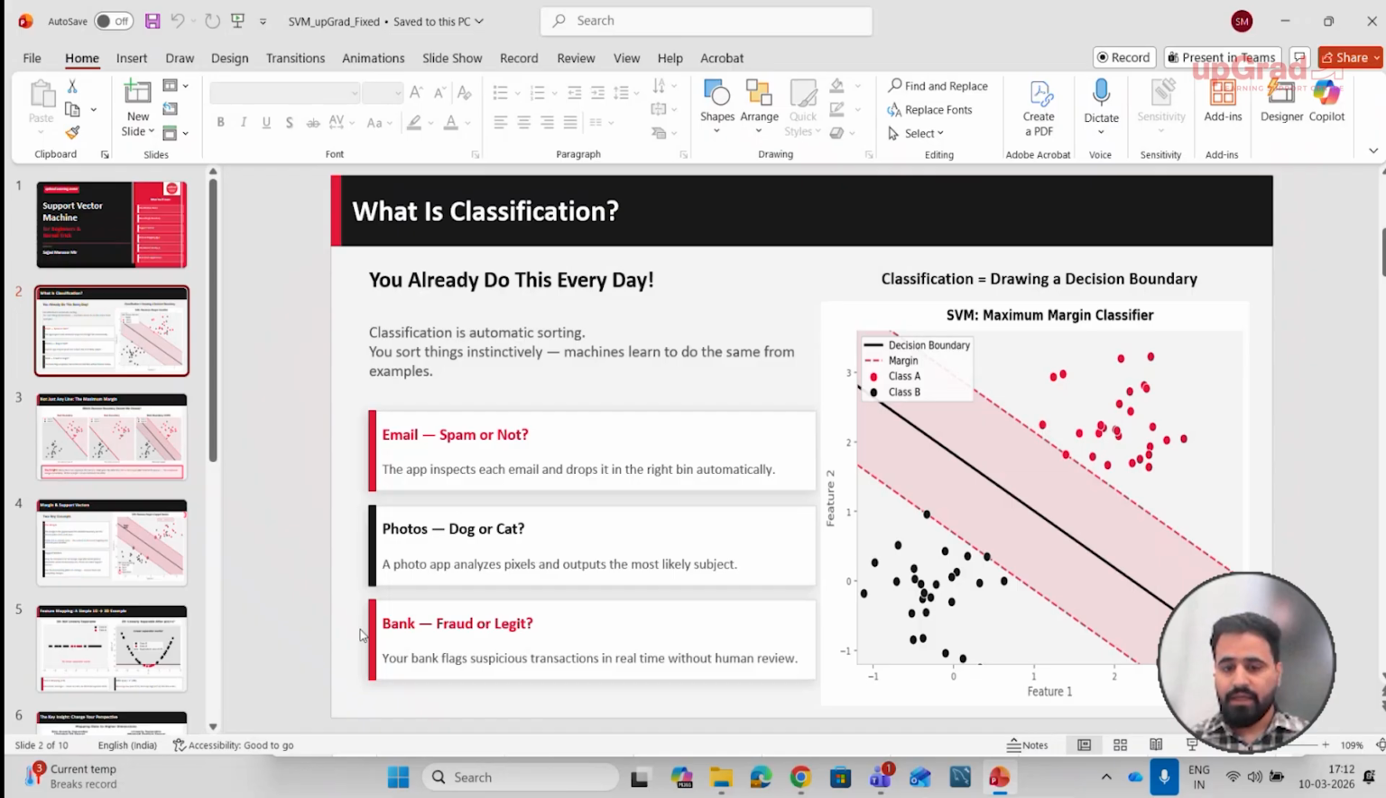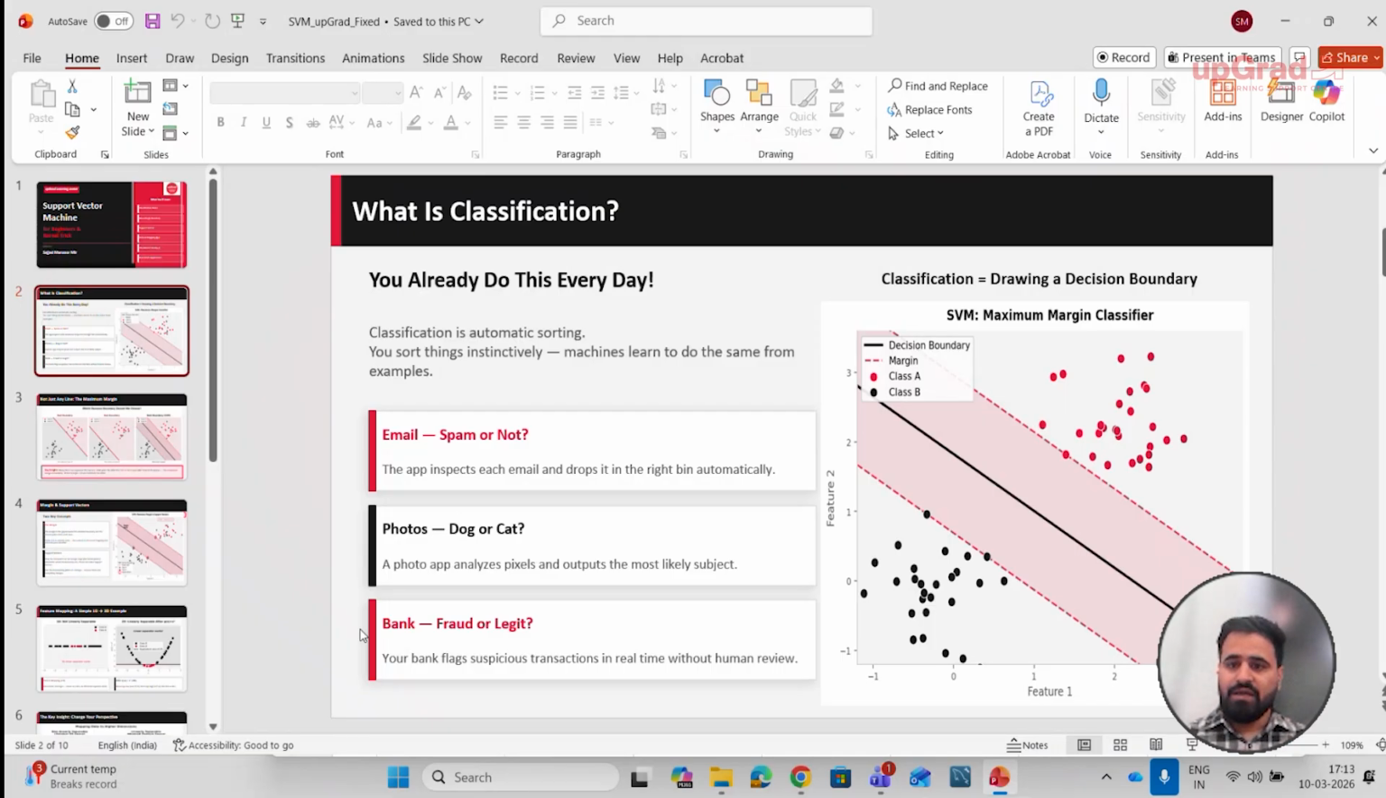Another important application is in your banking system, in finances, where you have to see whether a particular transaction is a fraudulent one or a legitimate one. For that as well, we use machine learning, and in particular we can use support vector machine. This supervised machine learning model is very helpful when we have to use it for classification.